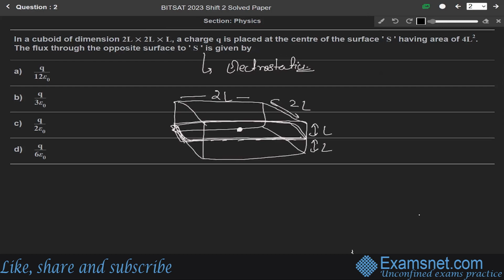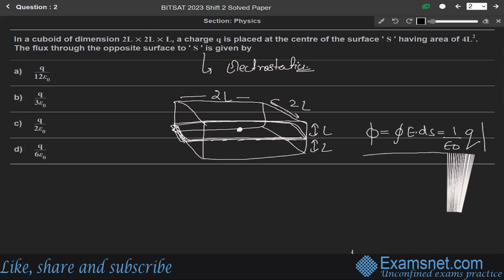So from the Gauss law of electric flux, we write flux phi is equal to the integration of E dot dS, is equal to 1 over epsilon naught times the total charge enclosed by the surface. This is the Gauss law in electrostatics. That is, the total electric flux passing through a closed surface is equal to 1 over epsilon naught times the total charge enclosed by the surface.